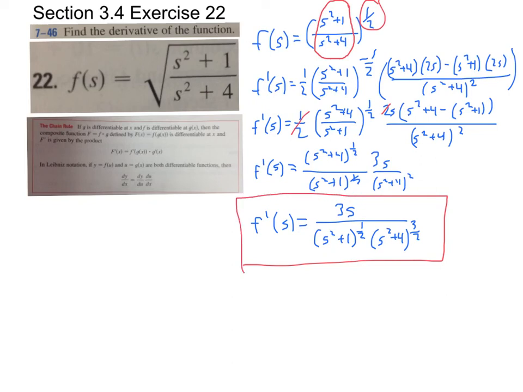If possible, simplify anything that you can simplify. You might have been tempted to stop a step earlier here, but I do have common factors. I should simplify them out. But learn that chain rule. Exercise 22.